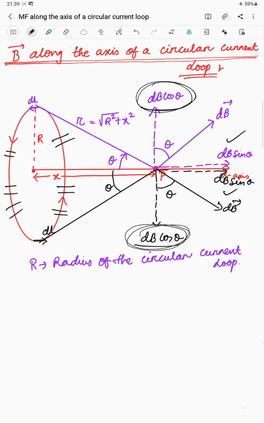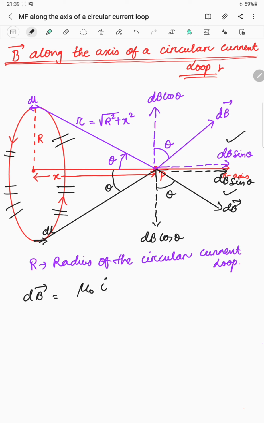Is it clear? Now we need to find our dB expression using Biot-Savart's law. For the current element dl, dB will be mu naught I, the amount of current flowing in the loop, divided by 4 pi, dl vector cross r vector, by r vector mod cube.